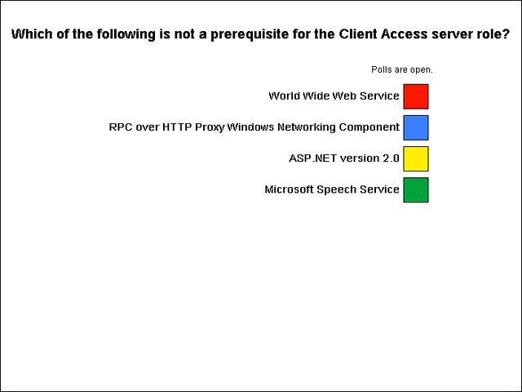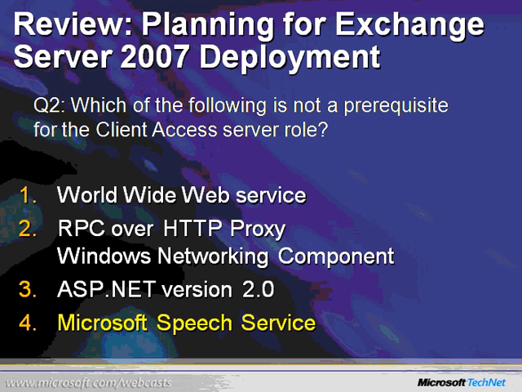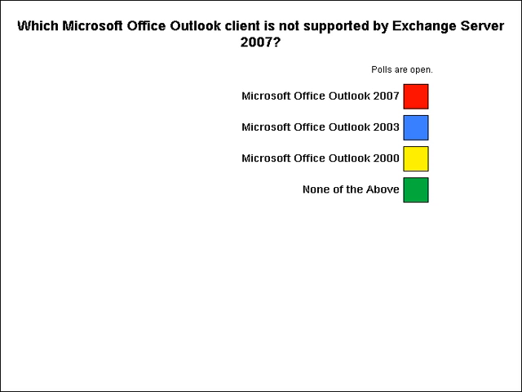And if you actually saw the click, you guys all know, and it looks like the majority of you are getting it correct, so let's show the results. It is indeed the Microsoft Speech Service. That is required for UM. It is not required for CAS. So there's the answer there.